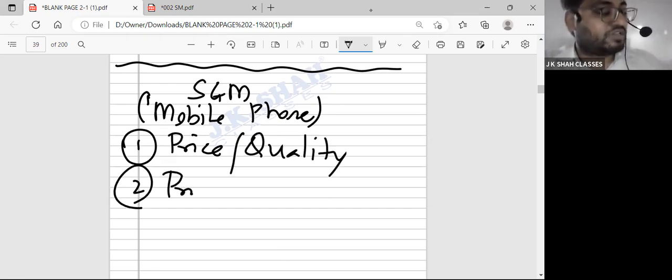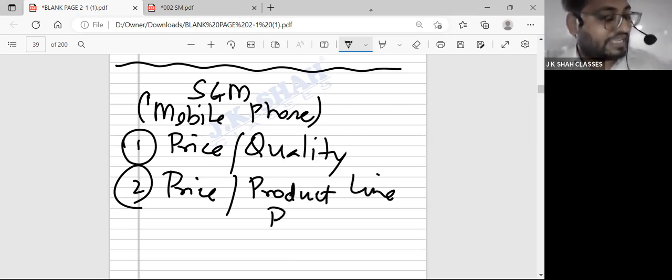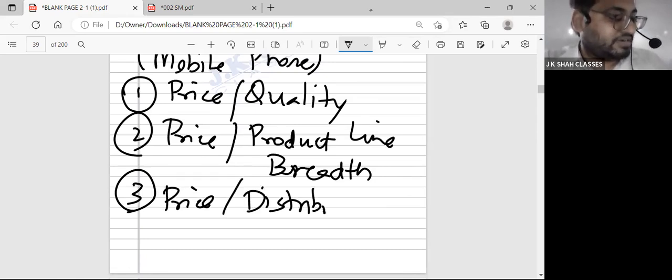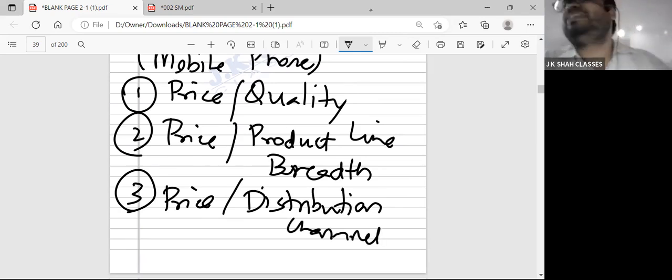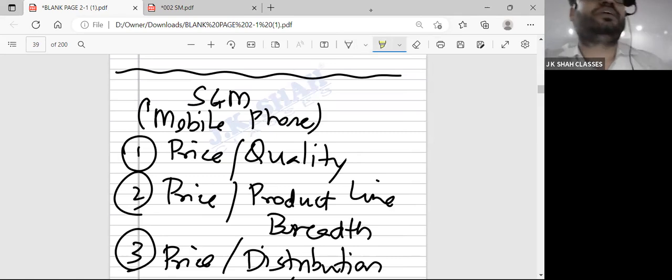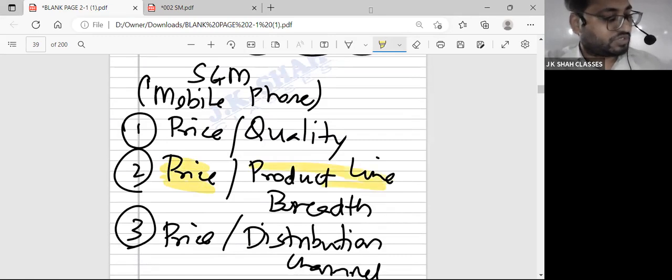It can be done on the basis of price and product line breadth. It can also be done on the basis of price and distribution channel. So these are various ways you can undertake strategy group mapping. So we asked them, on what basis you want to undertake this strategy group mapping? They said we want to do this on the basis of price and product line breadth.